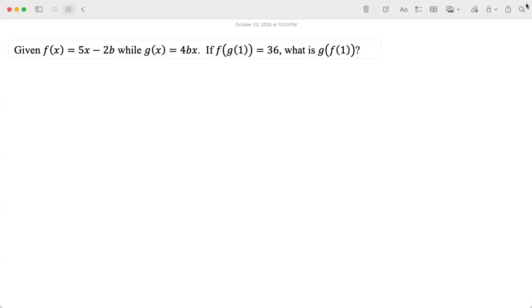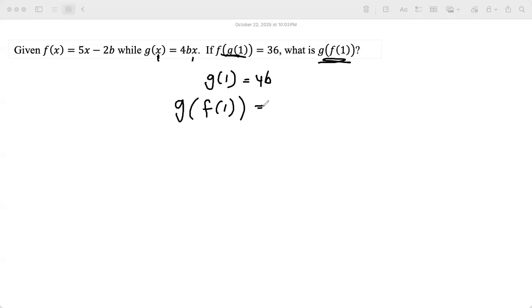Okay, can I help anybody who needs help? Shri, what is the answer? So basically, what did you do? You started from here. So what is g of 1? We try to find out. g of 1 is what? Substitute x equal to 1, equal to 4b. Now, what we need to find? g of f of 1. That's what we need to find.